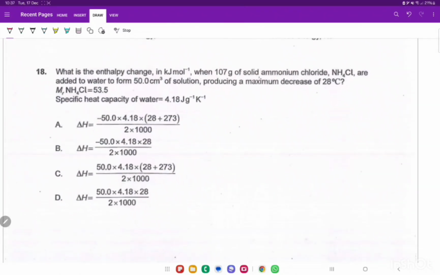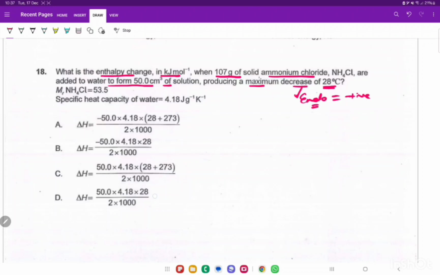Question 18. This question is asking what is the enthalpy change in kilojoule per mole when 107 gram of ammonium chloride, NH4Cl, is added to water to form 50 centimeter cube of solution, producing a maximum decrease of 28 degrees Celsius. Temperature is decreasing, which means it is an endothermic reaction. My delta H should be positive.